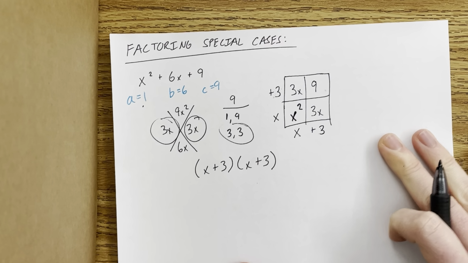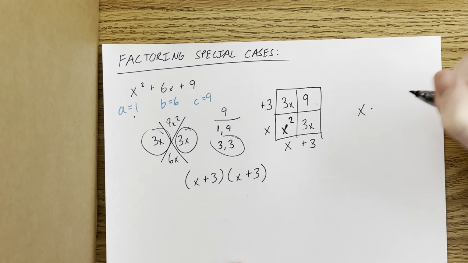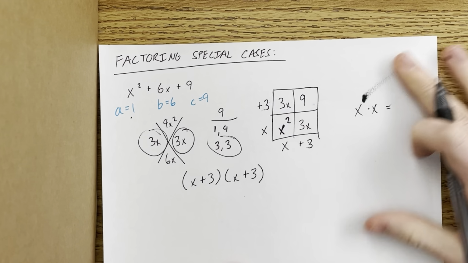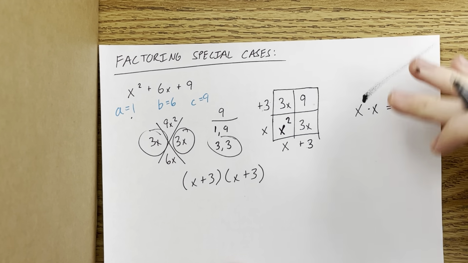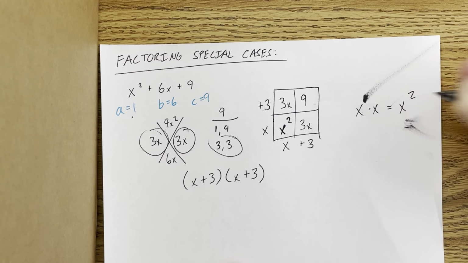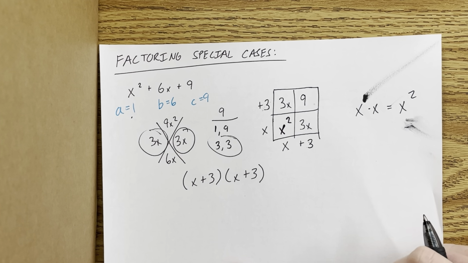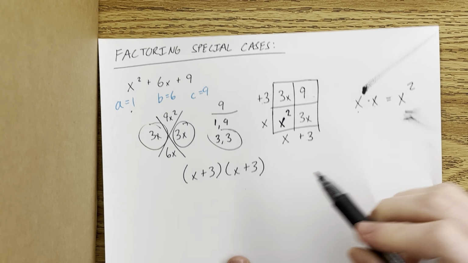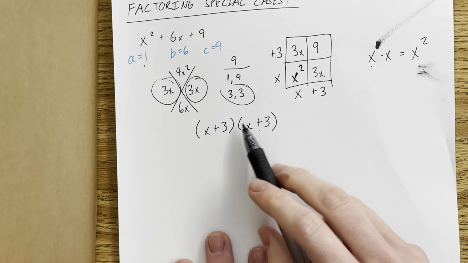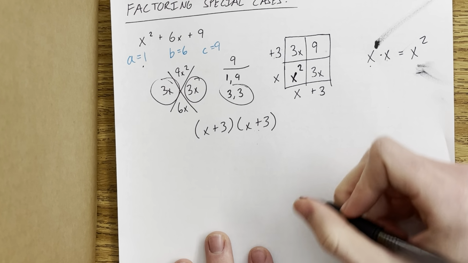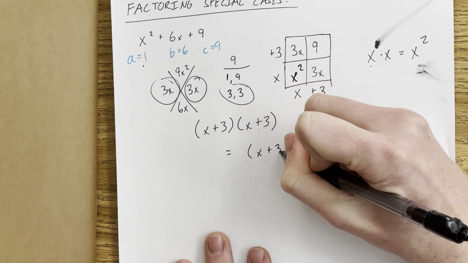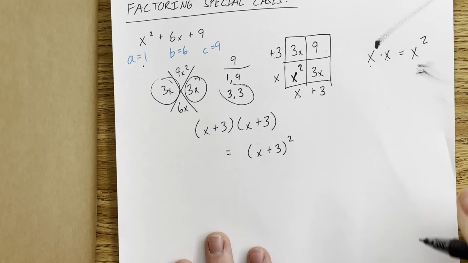Now here's the thing. You guys have all seen this before. Let's take a break from this for a second. x times x, we know that equals x squared. Well, why does that equal x squared? It's two of the same exact thing multiplied by each other. Now take a look down here. We have two of the exact same thing multiplied by each other. So we can rewrite this as x plus 3 squared.